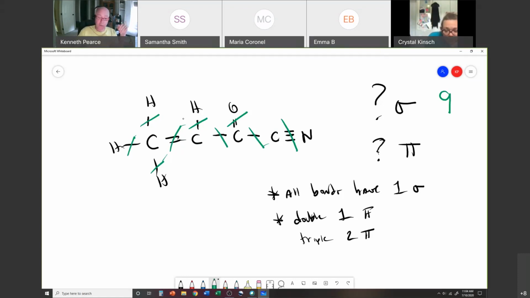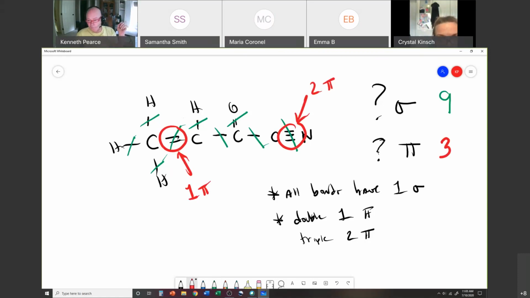Now I go back through and I'm going to mark off the pi's, the double bonds and triple bonds. So here is a double, that's 1. Here's a triple, that's 2. 1 and 2 makes 3. So that has 1 pi. That has 2 pi's. 1 plus 2 is 3. Oh, and I left off 1. That's why it's important that you go through here. And then there's 1 more pi, and that would be 4. Do you see why I mark them?